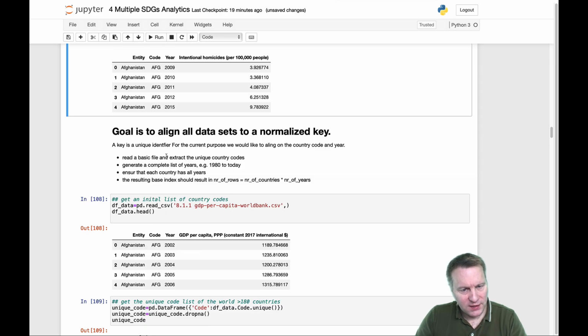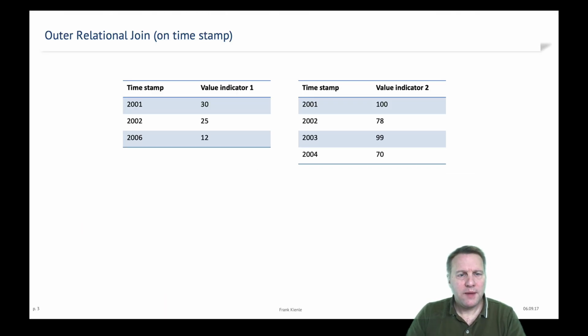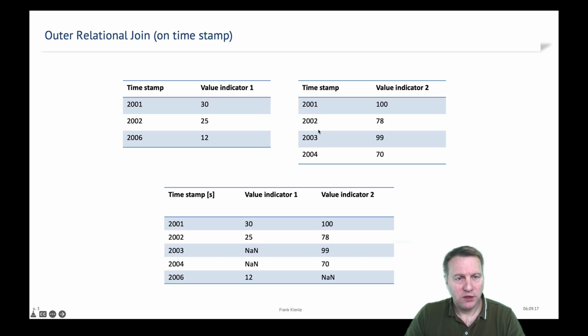For this, we have two slides prepared. Imagine you have two files. One file comes with a timestamp 2001 to 2006, and we have missing elements between 2003 and 2005. You will see it in different indicators that you don't have values in each year. Another indicator has timestamps here 2001, 2, 3, and 4. There are different ways how to bring these two files together. It's called join operation, relational join operation, a so-called outer join on timestamp.